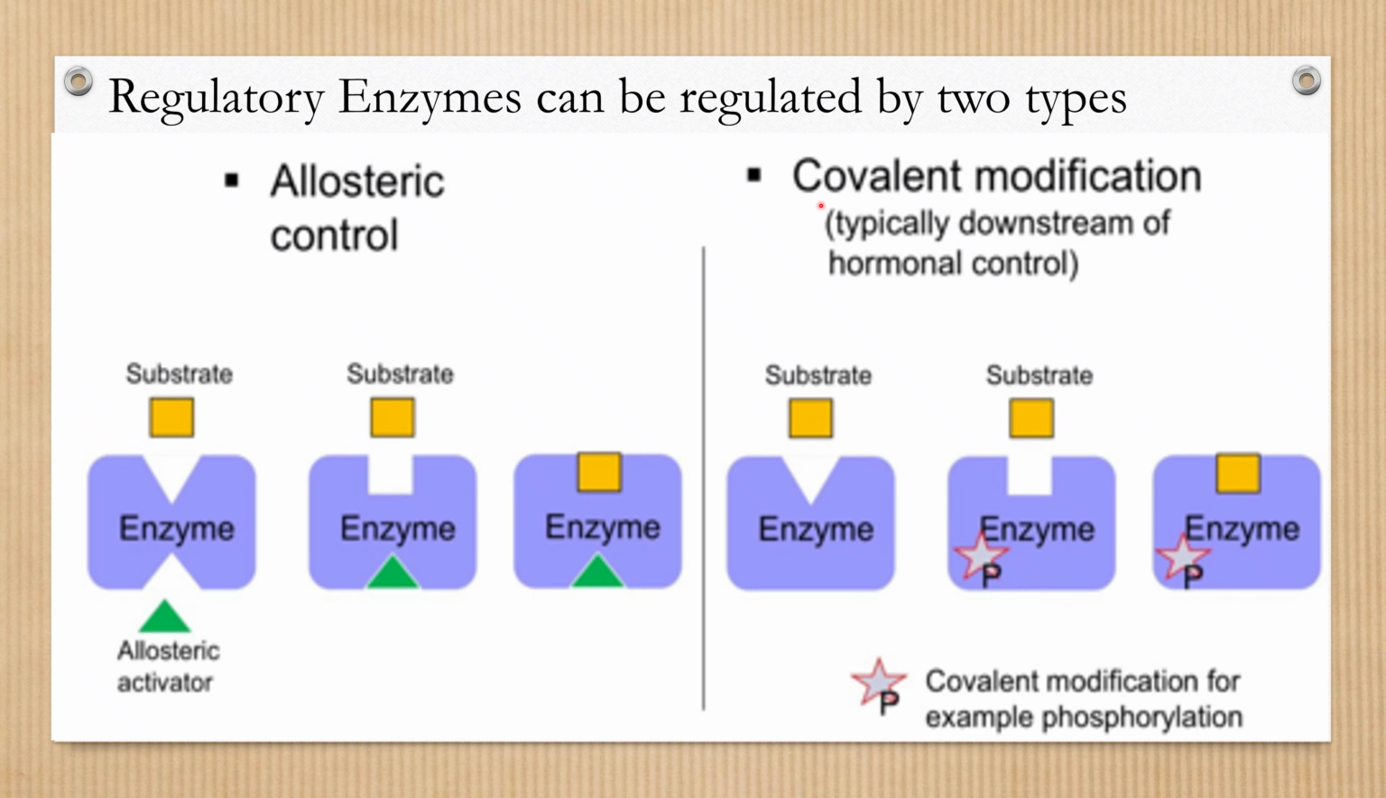The other type of regulation is by covalent modification. Here, the enzyme is being covalently modified. That is, you're adding some extra groups like a phosphoryl group or a sulfhydryl group. Here, you're adding a phosphoryl group. So the enzyme has been covalently modified. Once your phosphate group has been added to your enzyme, the enzyme acts upon your substrate, converting your substrate into product.